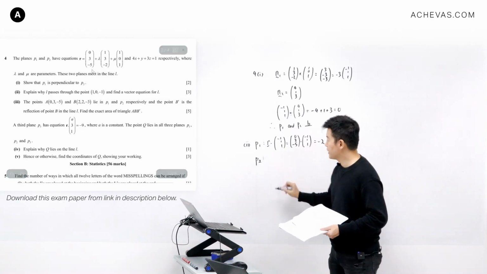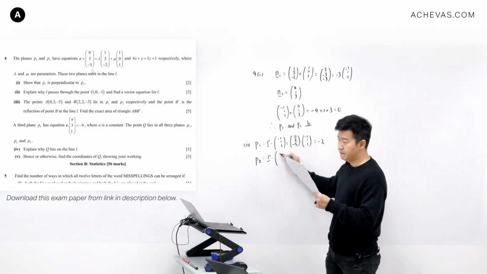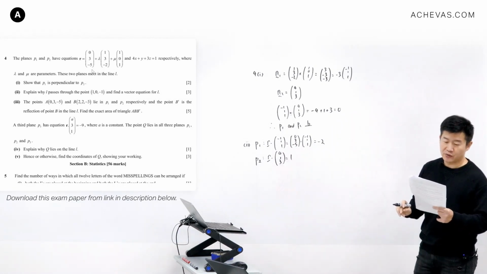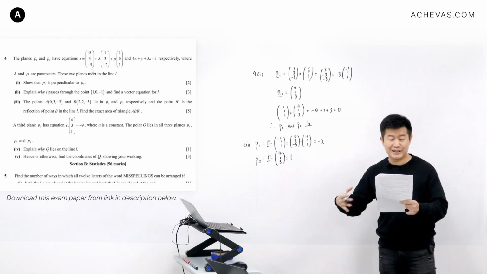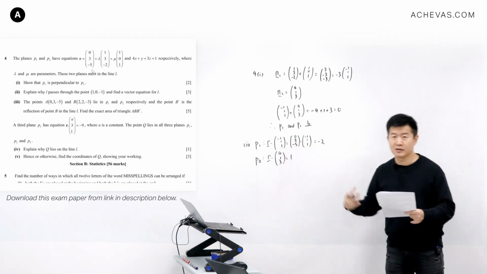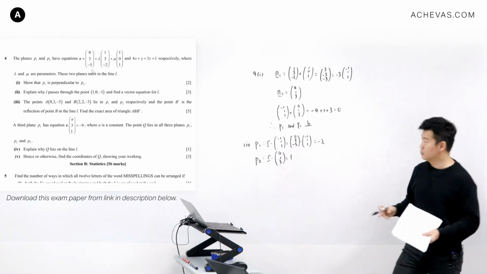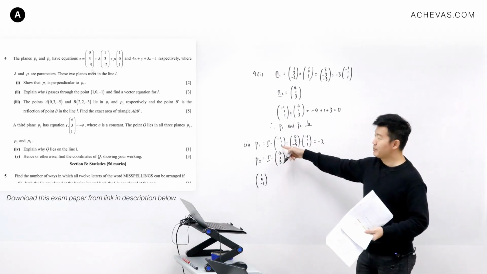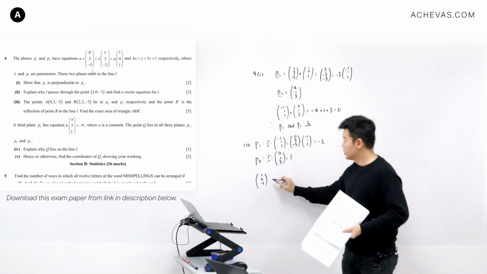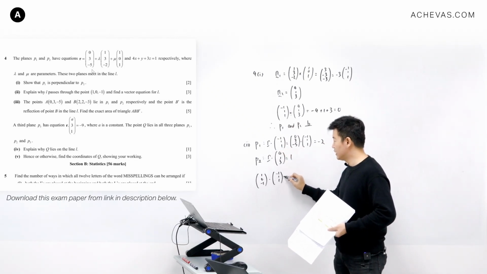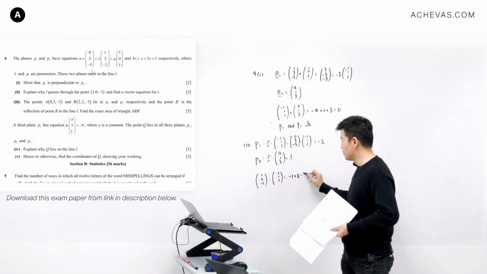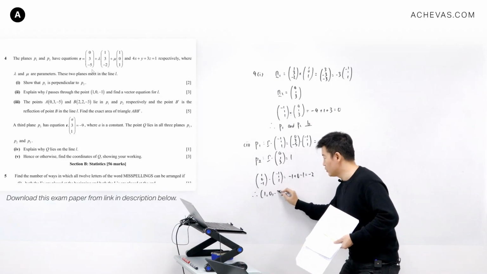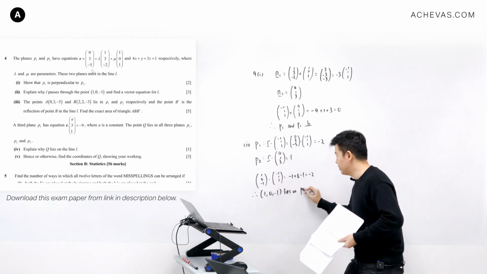For P2, this will be r dot 4, 1, 3. This is equal to 1. So let's try to verify whether this point 1, 0, minus 1 truly lies on both planes, and then we can conclude that it lies on the line of intersection between the two planes. So I'm going to take this point, 1, 0, minus 1, and sub it into the equation of P1. So this dot minus 1, 1, 1, on the left-hand side, we have minus 1 plus 0 minus 1, which is minus 2. Therefore, we can conclude that 1, 0, minus 1 lies on the plane P1.